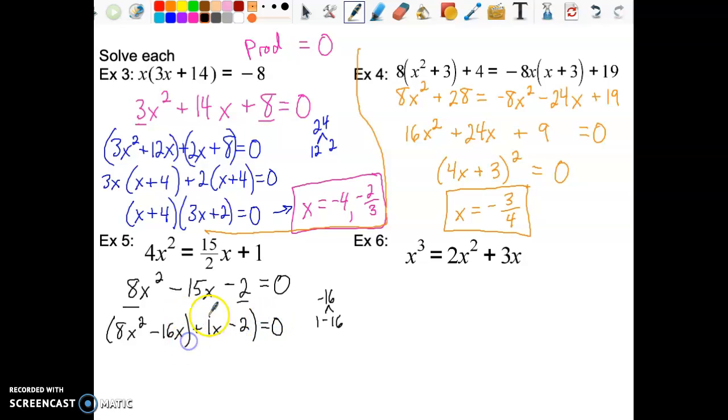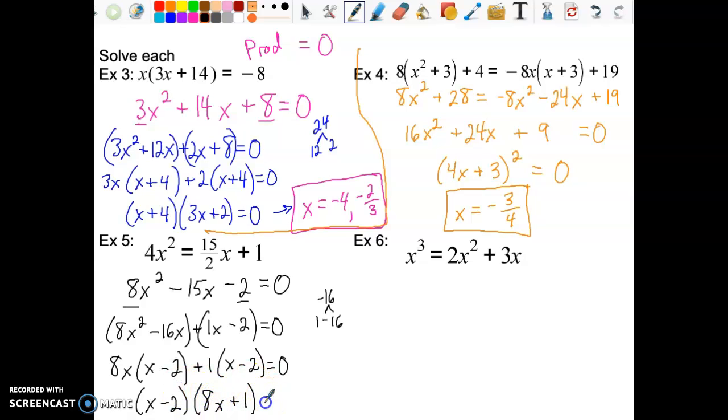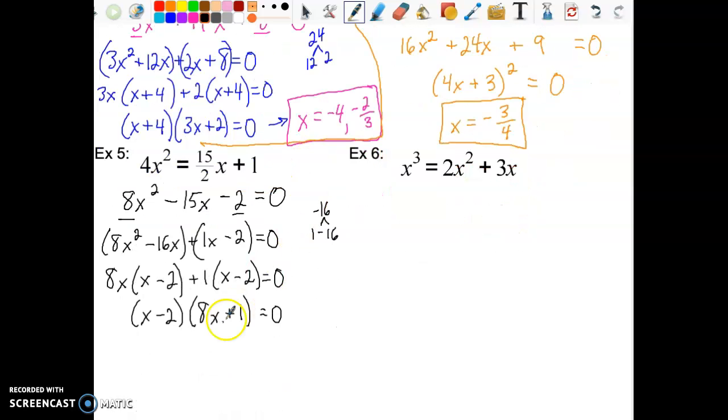We can group. So 8x, x minus 2, plus 1, x minus 2. So you can write x minus 2 first, 8x plus 1. And we can finish this by finding where your product is. Product's right here, so the left has to equal 0. The x must be 2 to get the left side to equal 0. And x must equal negative 1/8 in order to get the right side to equal 0. So there's those two answers.